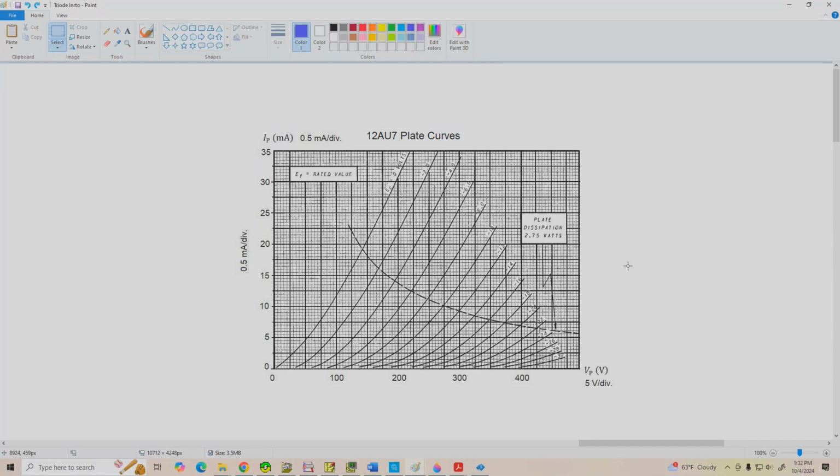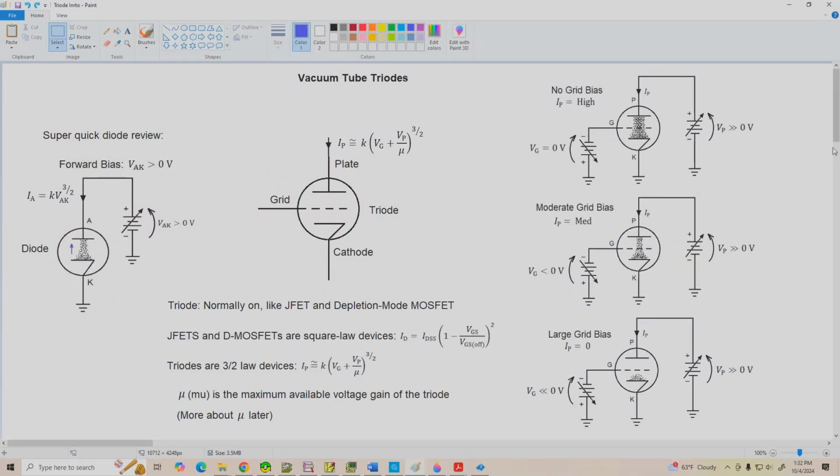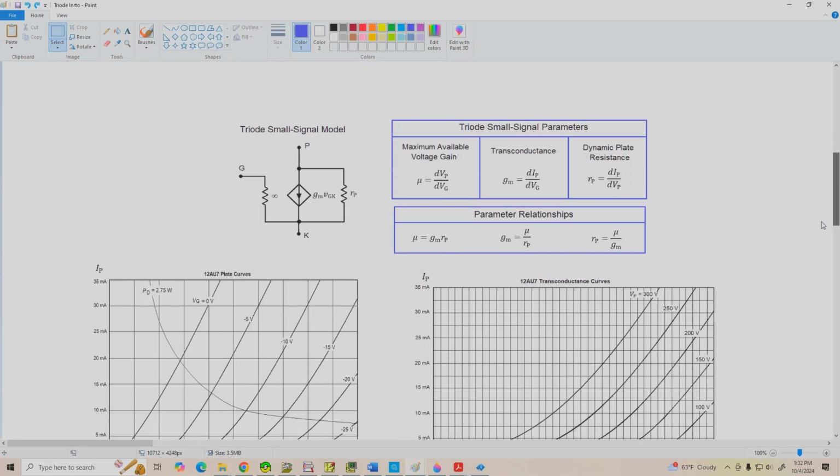Now, as far as analysis and design goes, we're going to be using the plate curves a lot more than the transconductance curves. So these are the ones we're primarily going to be working with. All right, now before we wrap up this video, I just want to take a quick look at the small signal parameters for the 12AU7. And so let's go down to this next slide.